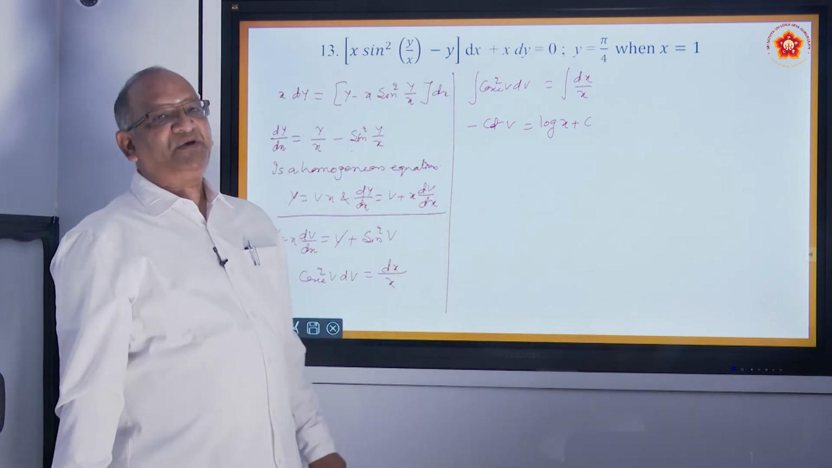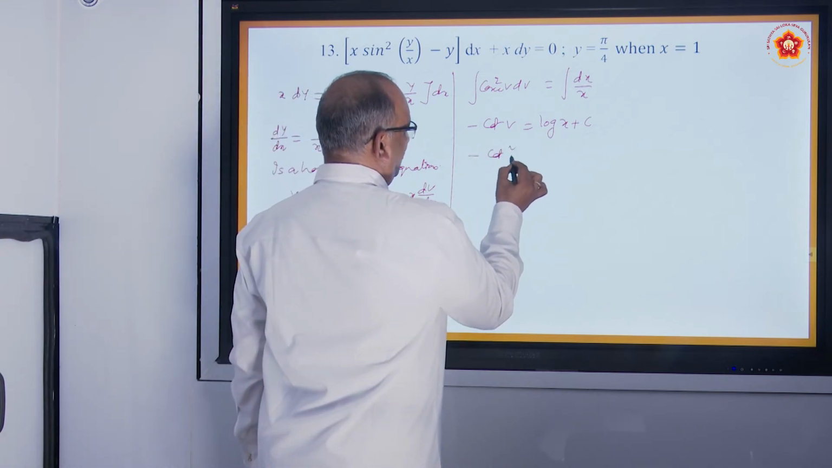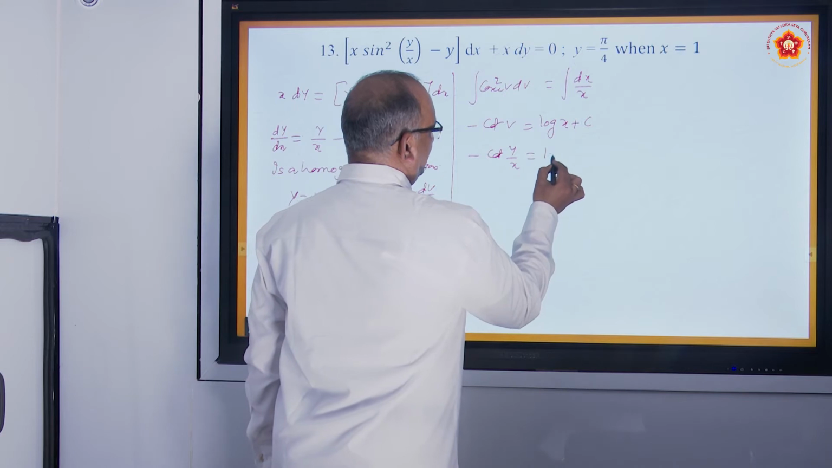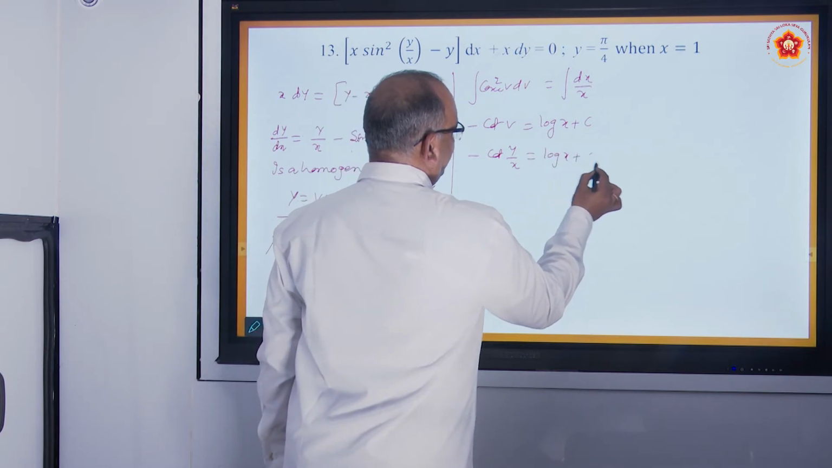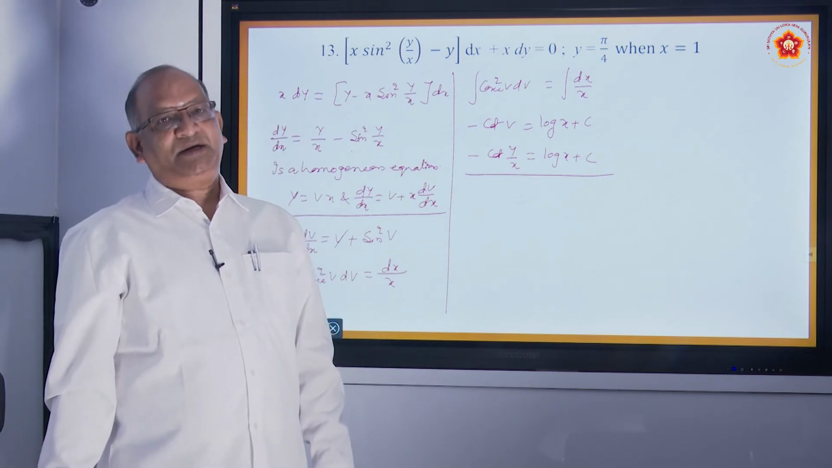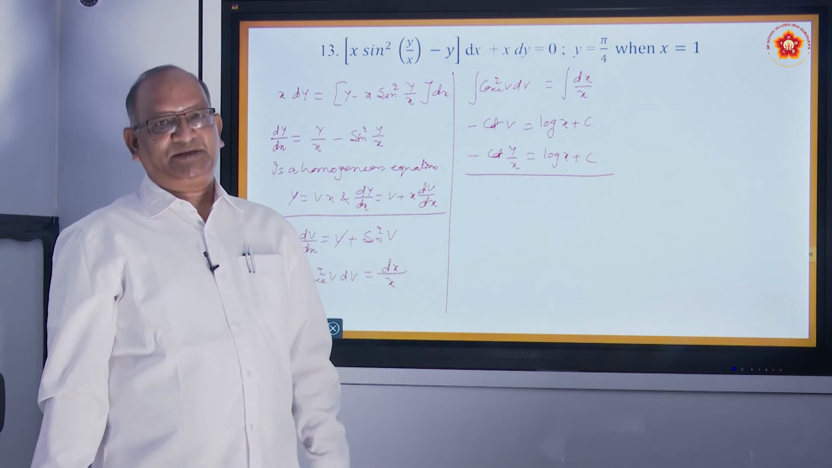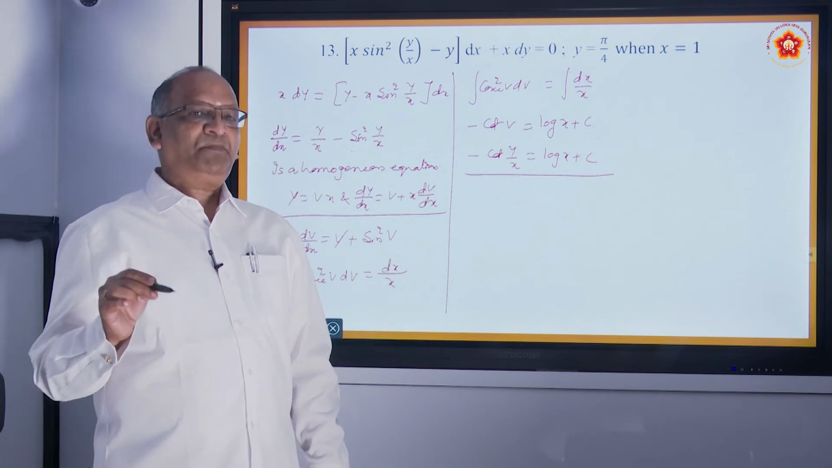Substitute back what is v. So, this will become minus cot y by x equal to log x plus c. This is the general solution. This we call general solution. Why? Because there is a constant of integration. We want to find out the particular solution.